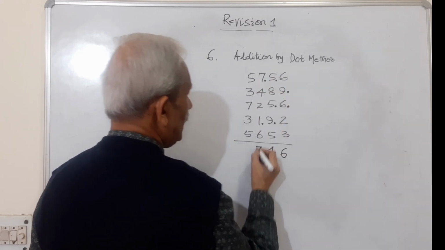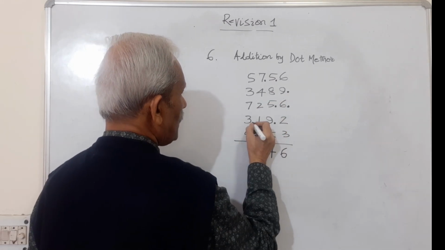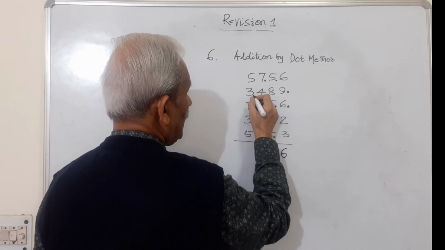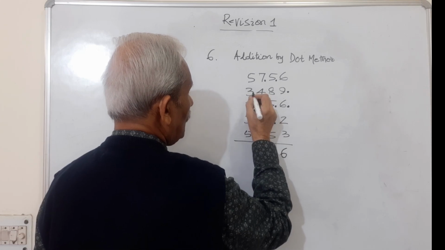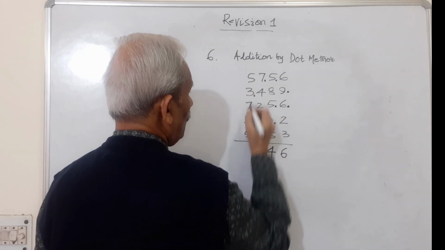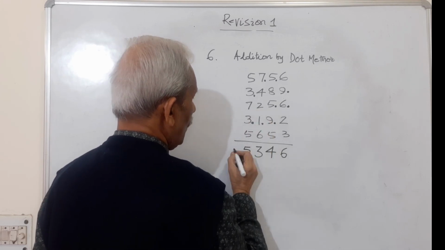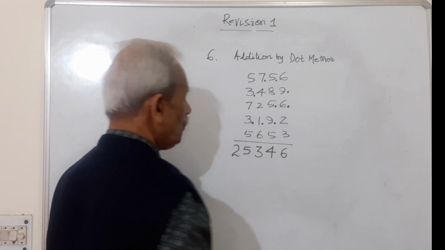3 here. There are 2 dots. 2 plus 5, 7 plus 3, 10. Put a dot here. 10 goes. Remains 0. 7 plus 3, 10. Again put a dot here. 10 gone. What remains? 0, 5 here. And then there are 1 and 1, 2 dots. Write down 2 here. 2, 5, 3, 4, 6.